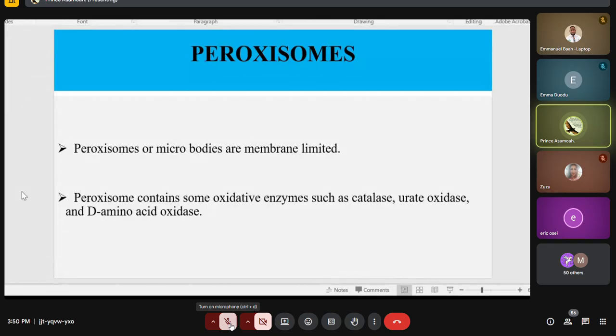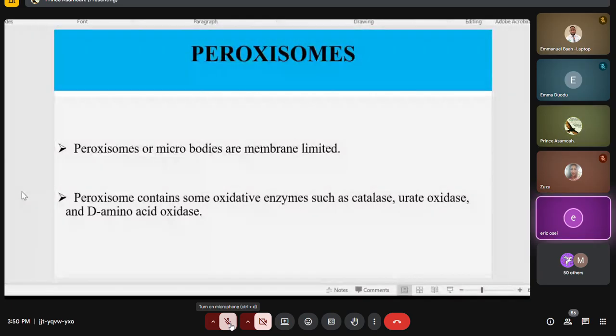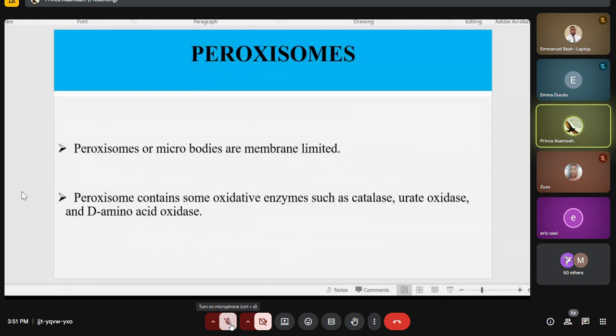Now let's go to peroxisomes. Peroxisomes are membrane-bound organelles. They contain some oxidative enzymes such as catalase, uricase, and amino acid oxidase. What the peroxisome does is release these enzymes to counteract the work of oxidative processes or oxidative species, like reactive oxygens.